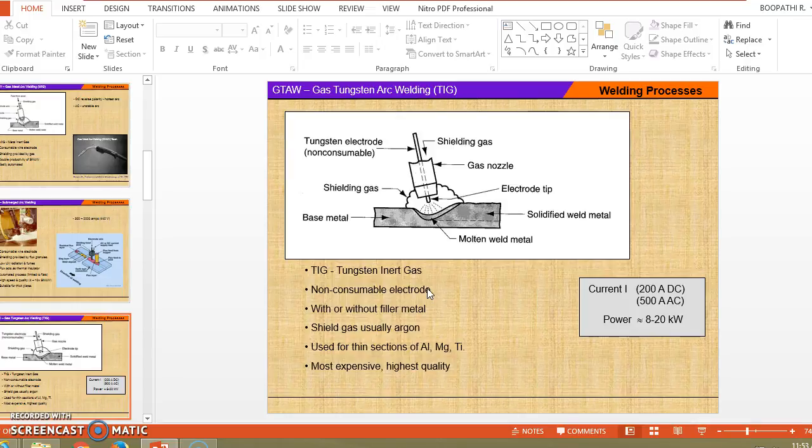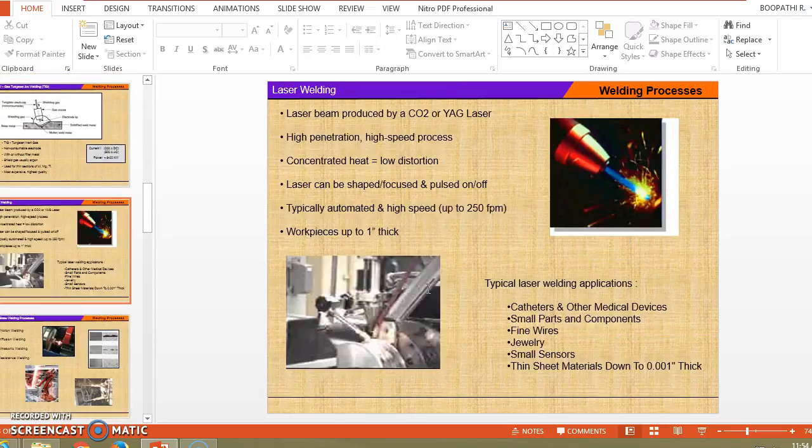In TIG welding, it consists of a non-consumable electrode with or without filler material. It uses shield gas, usually argon, and is used on thin sections of aluminum, magnesium and tin. It is mostly expensive and gives the highest quality.